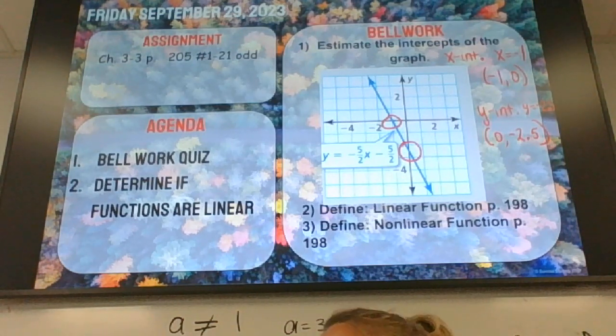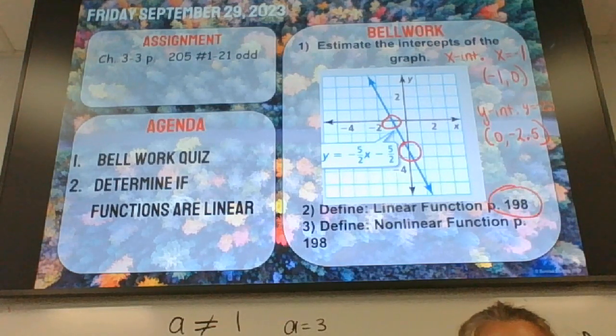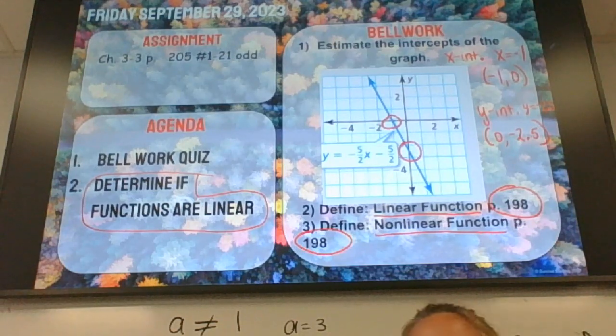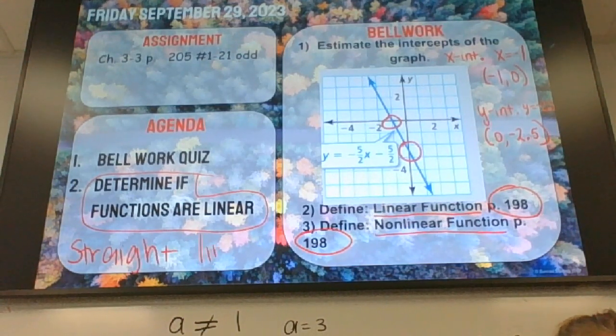So, are you guys defining your words? Did you get to your definitions? They're both on page 198. Today is pretty straightforward. We're determining if functions are linear, which means straight lines. We're looking at is something a straight line or a curved line. But we do have a bell work quiz, so you have a few more minutes to get these definitions down, and then your bell work quiz.